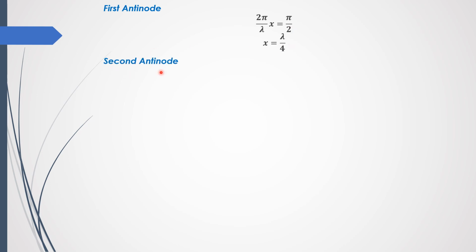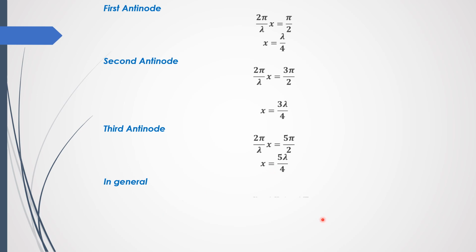Now if we talk about the second antinode, it will be at 3π/2, or again kx is equal to 3π/2, where k is 2π upon λ. So (2π/λ)x is equal to 3π/2. Again π and π cancel, so we get x is equal to 3λ/4. And the third antinode will be at 5π/2. So (2π/λ)x is equal to 5π/2, or we can write it as x equal to 5λ/4.